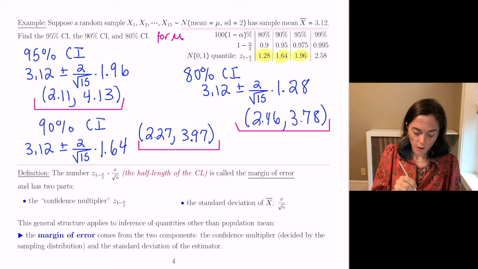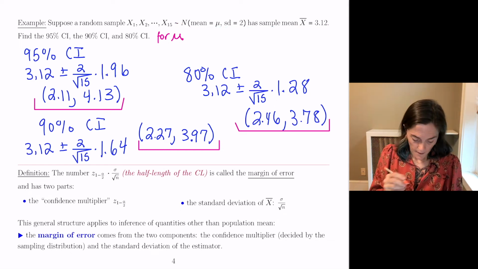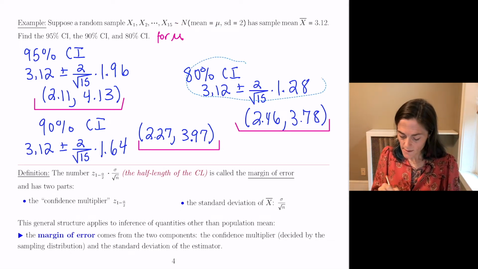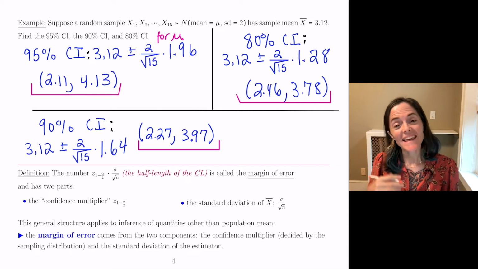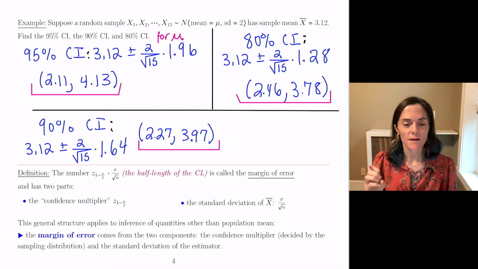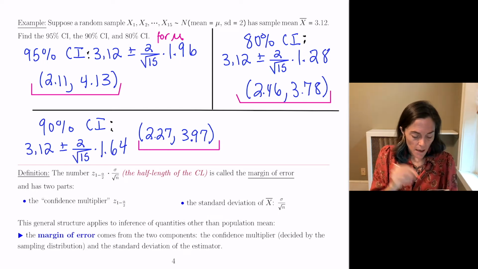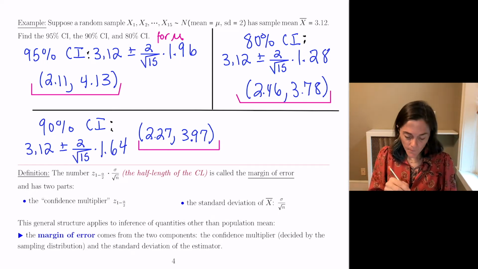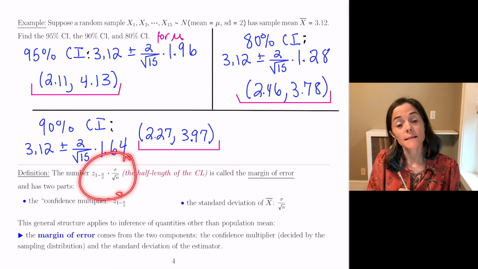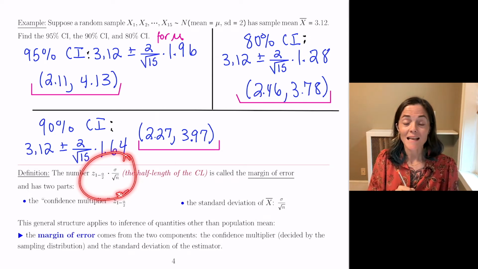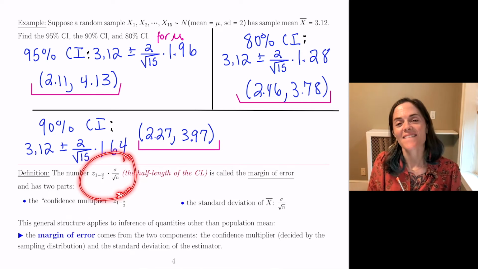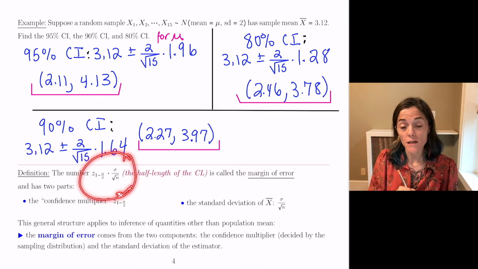Let's see, what I'll do is take this off and then rearrange some things. Now we can more clearly see each confidence interval separated from the others. Okay, so definition: this number, z sub 1 minus alpha over 2 times sigma over the square root of n. You notice this is the half length of this confidence interval. It's called the margin of error.